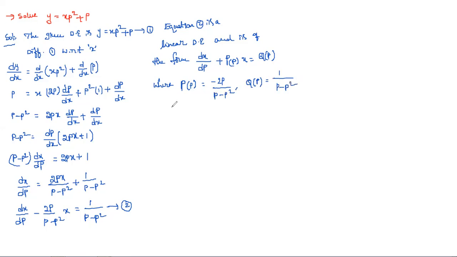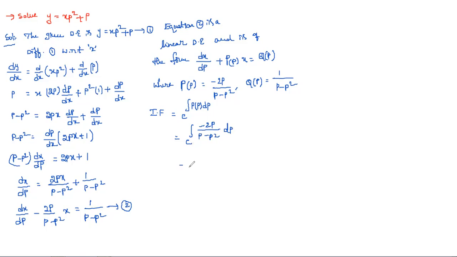Now we need to follow the procedure of a linear differential equation. What is the first step? We need to find the integrating factor here. So the integrating factor is e power integral P of p dp, right? Why? Because this is in terms of p. So this is equal to e power integral minus 2p by p minus p square dp. Now we should find the integration for this.